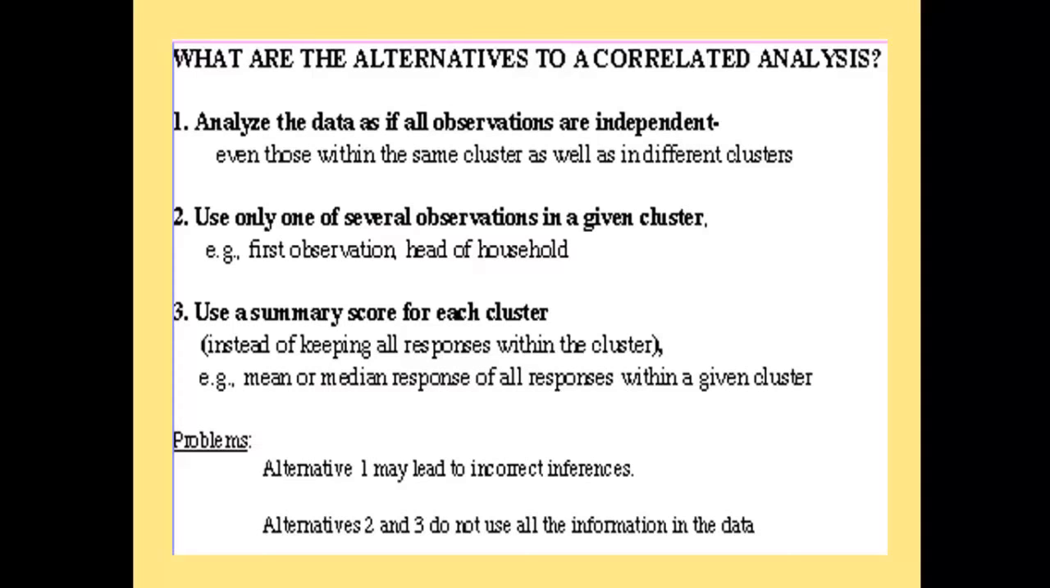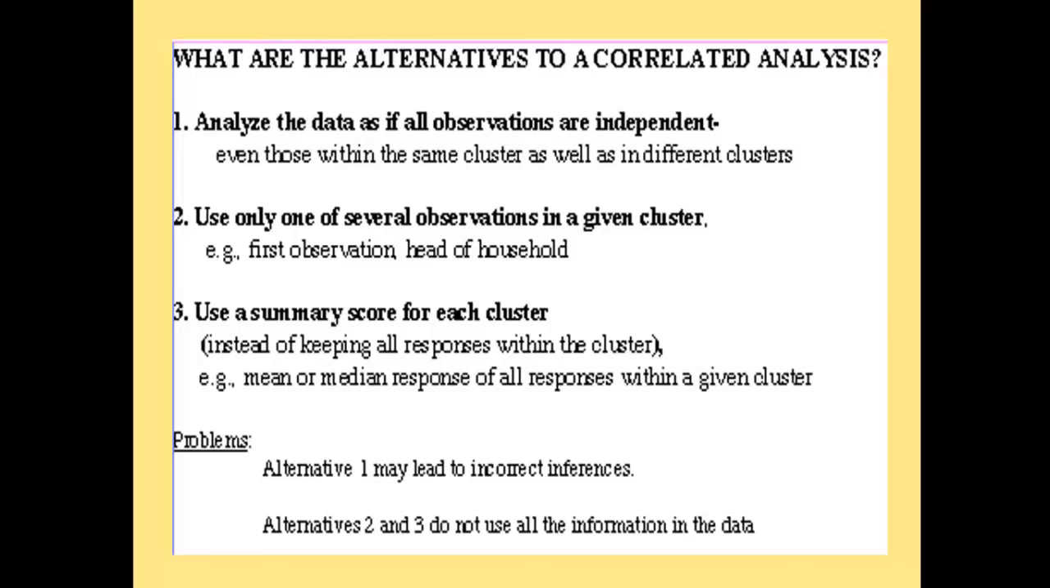So that's one alternative. Another alternative is, within a cluster, within a household, within a person, you've got several observations. Just use one of them, don't use all of them. And a third alternative is, not just use one of them, come up with some kind of a summary score, an average. If you've got blood pressure measurements six times, get the average of the six times and use that. Those are all three options, and they all have their pros and cons.